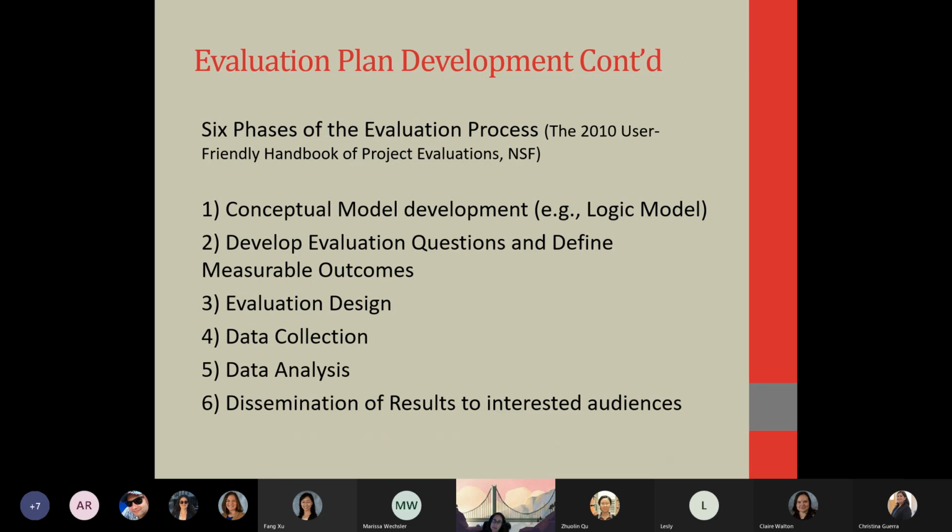I wanted to also show you what NSF lists as their 6 phases of the evaluation process. This was taken from the 2010 user-friendly handbook of project evaluations. Their first step in the process is developing a conceptual model. So again, here's the logic model. Number 2 is to develop evaluation questions and define measurable outcomes. Number 3 is evaluate design. 4, data collection. 5, data analysis. And then number 6, dissemination of results to interested audiences. As you can see, it's very similar to what the CDC evaluation process steps are.